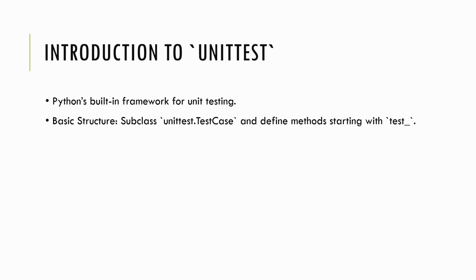In Python, we use the unittest framework for writing unit tests. The basic structure of a test case is to subclass unittest.TestCase and define methods that start with the word test. These methods contain assertions that check whether the code works as expected.